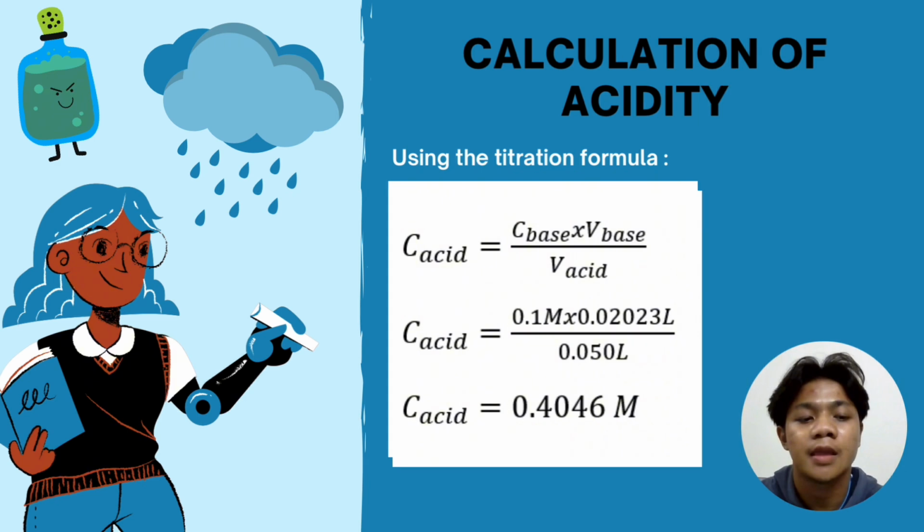So the concentration of acidic component in the acid rain sample is determined to be 0.04 molar. Repeated titration with consistent results within the acceptable range confirms the accuracy of the measurement. This indicates the presence and strength of acid in the acid rain, providing insights into its potential environmental impact.